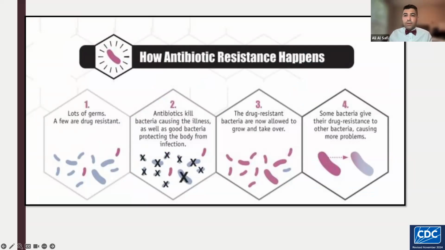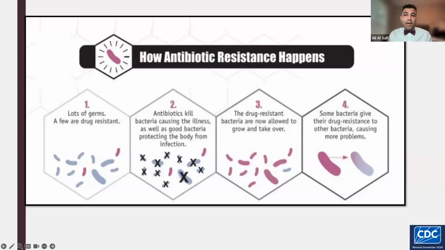Imagine that you develop a urinary tract infection. You go to urgent care or see your primary care doctor, and they prescribe antibiotics. These antibiotics do their job. They kill the bacteria causing your infection, but there's a catch.